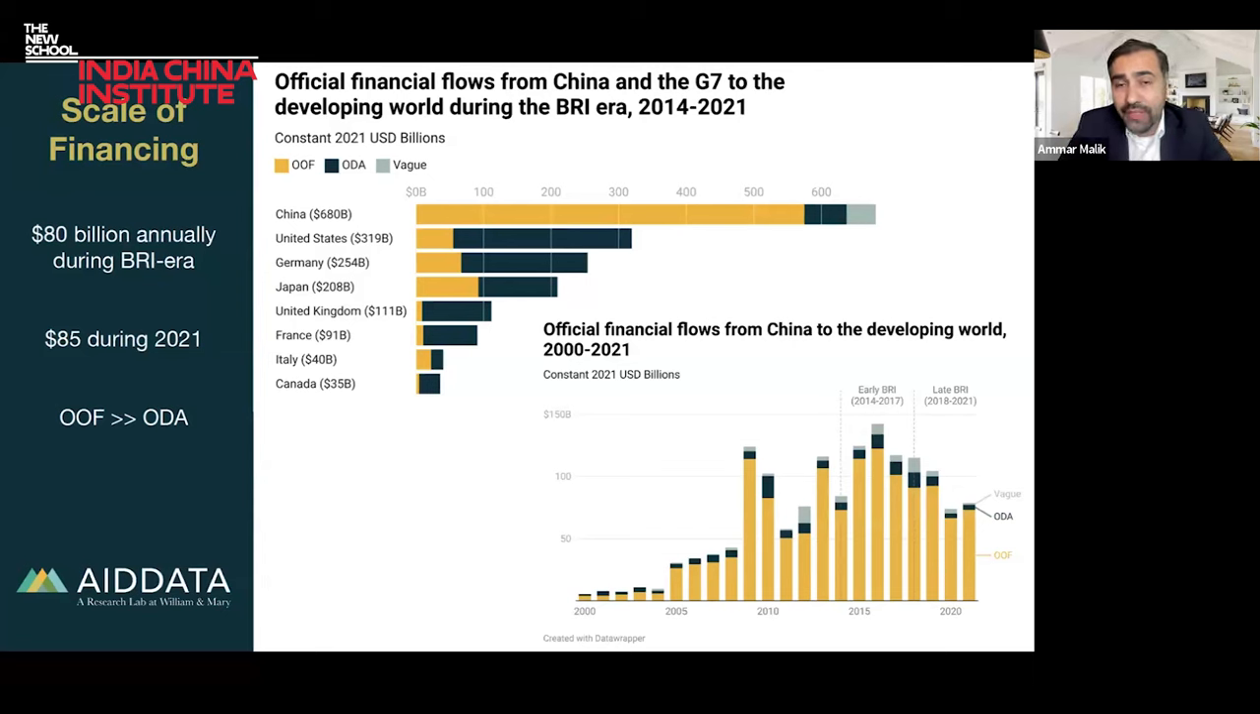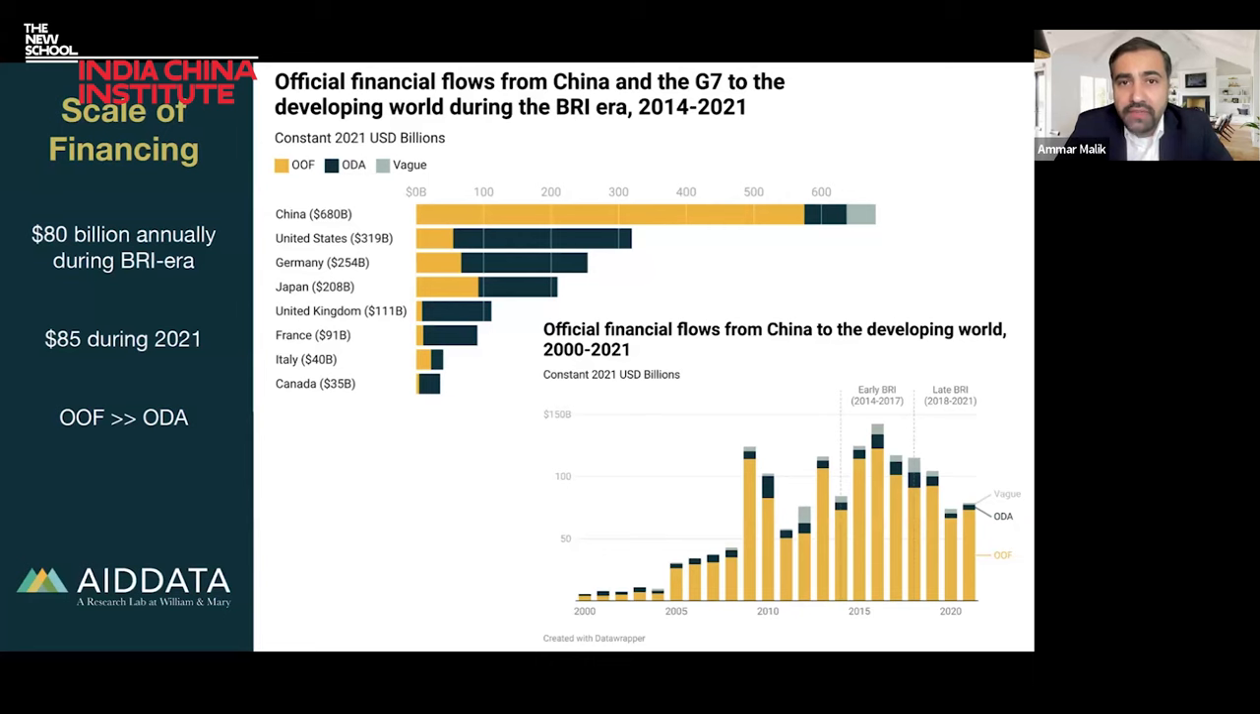Even in the year 2021, which is the last year that we have publicly shared our data, Chinese development finance total is $85 billion. So all these news stories, this conjecture about the fact that the BRI is dead or China's having too much trouble, it's not true. I mean, there are new commitments coming out in a big way.